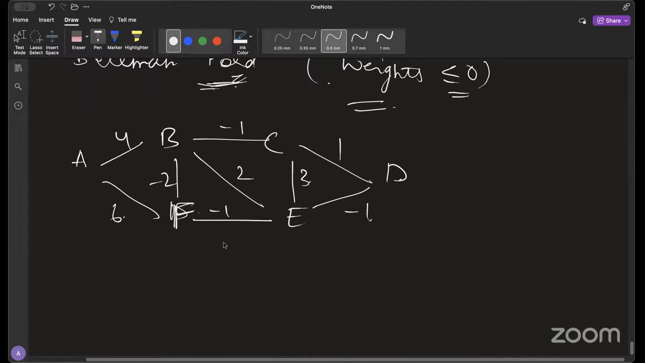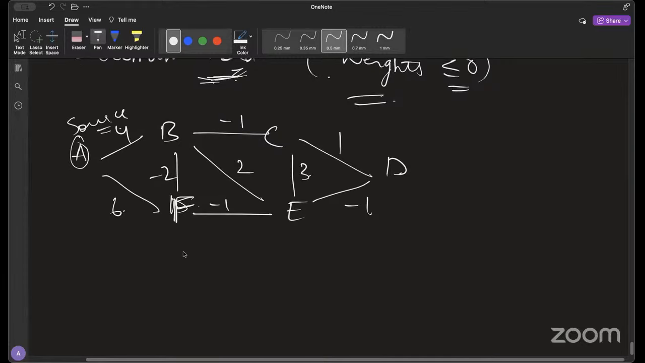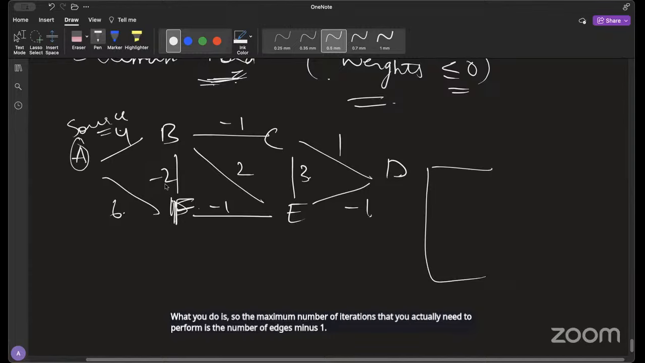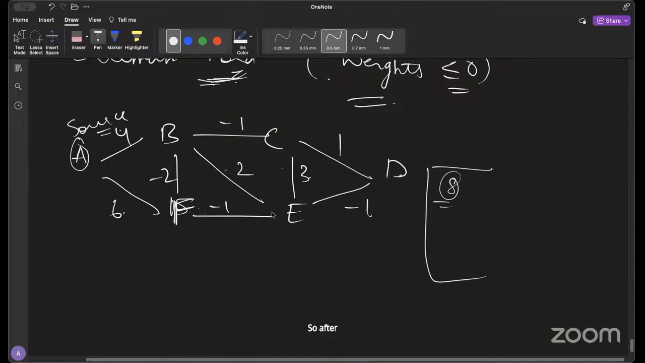Let's just say you have this graph and you're starting with this source point. What you do is, the maximum number of iterations that you actually need to perform is the number of edges minus 1. The number of edges are 1, 2, 3, 4, 5, 6, 7, 8, 9. So after 8 iterations, you should get your answer. And if even after 8 iterations you still keep getting better answers, that means you have a negative cycle. That's how you identify that your graph has a negative cycle.